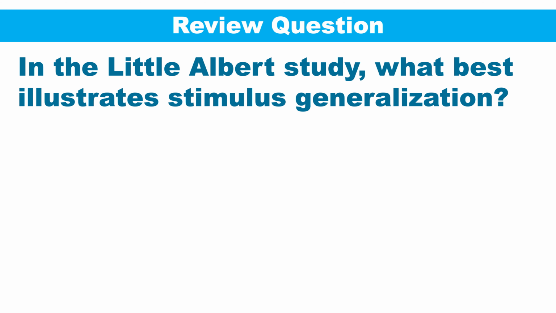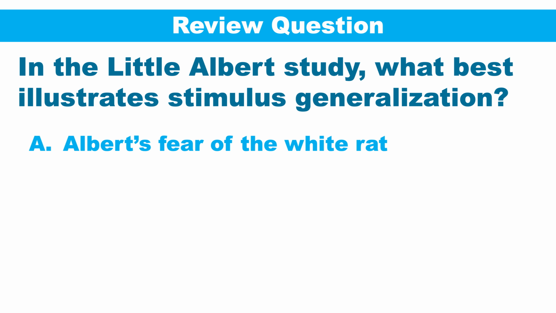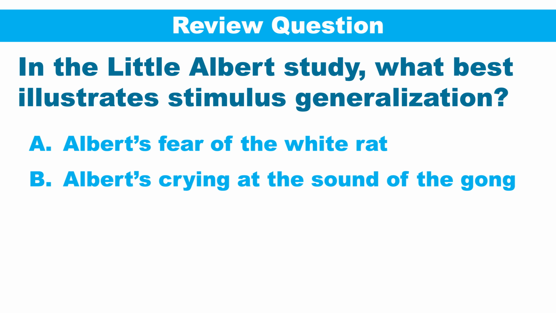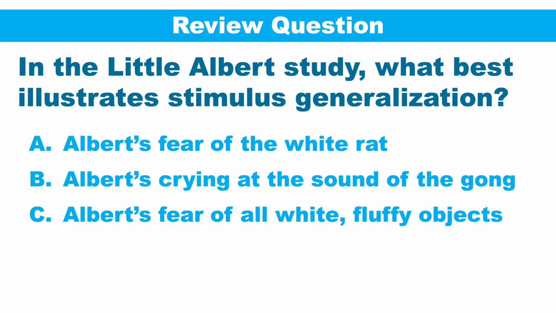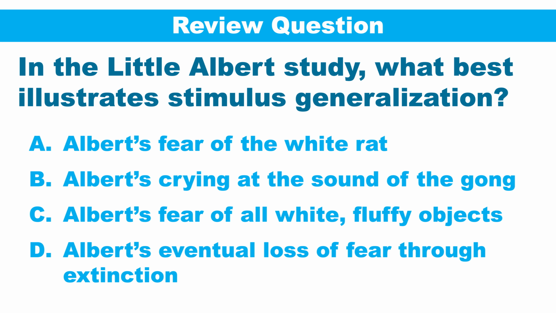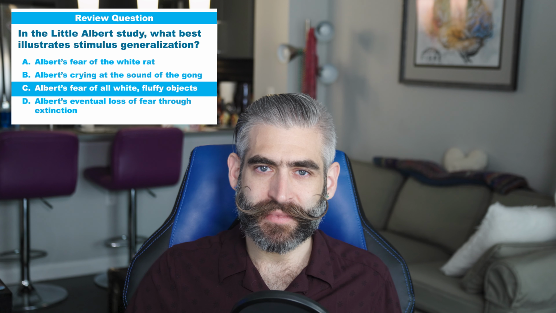In the Little Albert study, what best illustrates stimulus generalization? Is it A. Albert's fear of the white rat? B. Albert's crying at the sound of the gong? C. Albert's fear of all white fluffy objects? Or D. Albert's eventual loss of fear through extinction? The answer here is C. Stimulus generalization occurs when a learned fear spreads to similar stimuli.